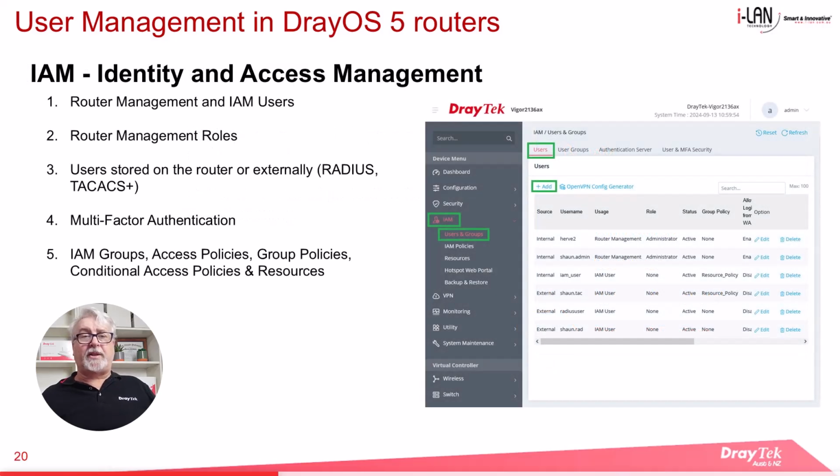Okay, let's get into more detail with IAM configuration. In DrayOS 5, there are two types of users: router management users and IAM users. This separation of user categories allows for more finely grained control over which users have access to which management functions or network resources, which can help to mitigate the potential damage caused if a user account ever does become compromised.